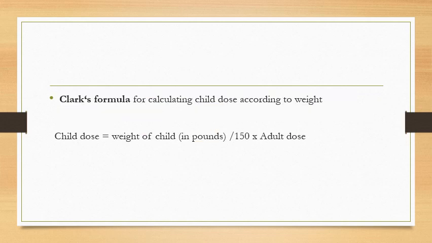This is Clark's formula for calculating the drug dose for a child according to its body weight. The child dose is equal to weight of child in pounds divided by 150, into adult dose. Now you know the formulas.